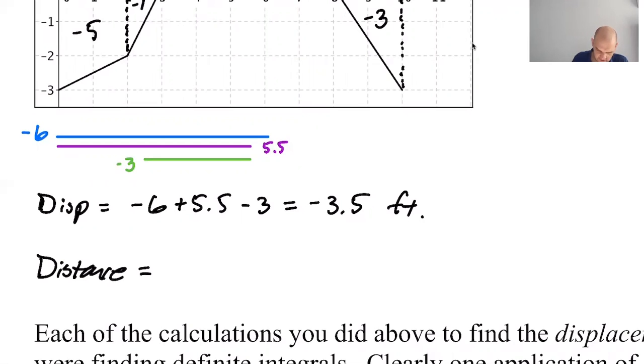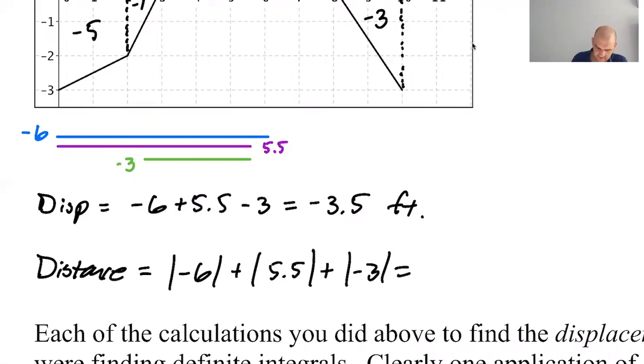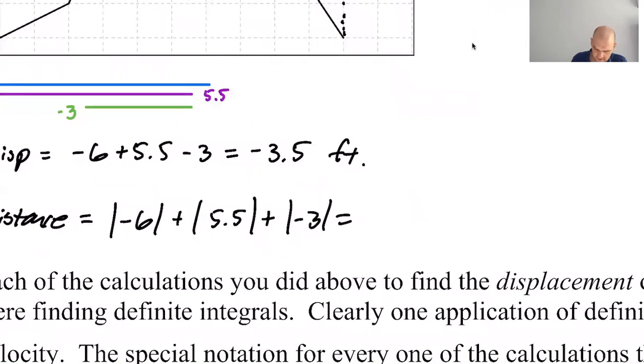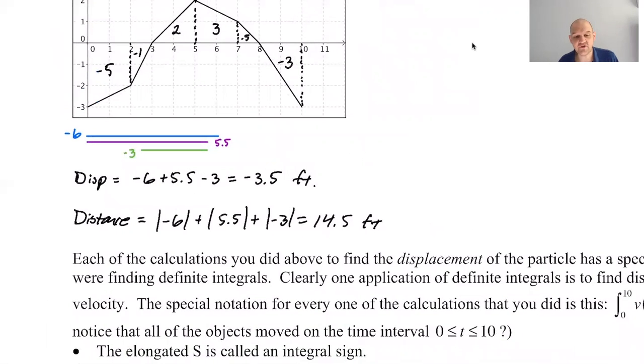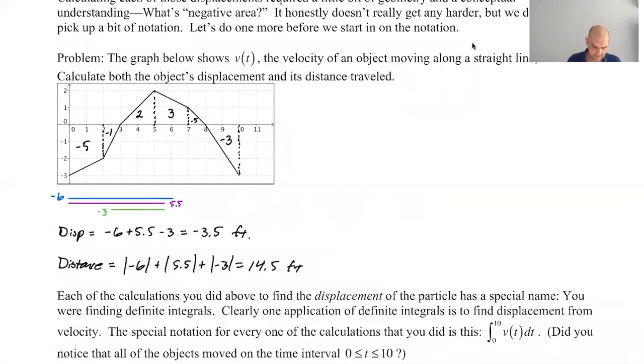What we're going to do is the absolute value of negative 6 plus the absolute value of 5.5 plus the absolute value of negative 3. And that'll be 6 plus 3 is 9, plus 5.5 is 14.5. Sometimes I confuse 5s and Fs, which maybe some of you do also. Our distance traveled is way bigger than our displacement because we traveled 6 units and then 5.5 units and then 3 units, right?